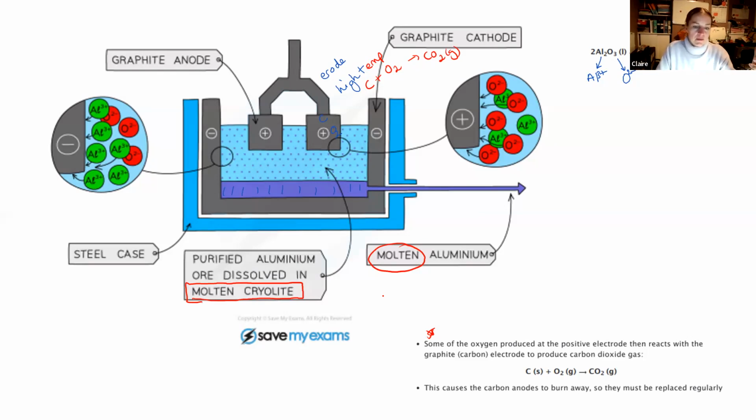You might ask, why is cryolite added? It's just to lower the melting point, to make it molten. Molten just means it can move around, it's in a sort of liquid state. So that's another typical question always asked. Okay, I think that's about it for the aluminium required practical, to be honest.